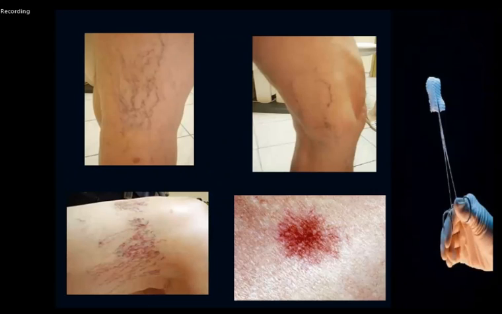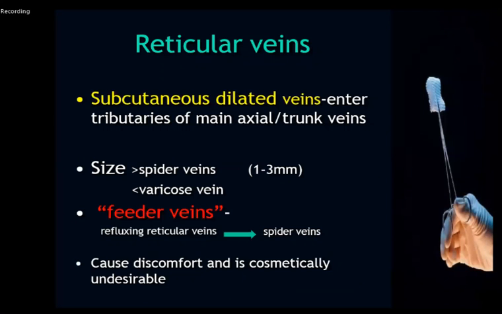These are telangiectasia. So reticular veins are larger than the telangiectasia but smaller than the varicose veins. These are located in the subcutaneous tissues. They are dilated veins, and they enter the tributaries of main axial or trunk veins. Their diameter is more than the telangiectasia, ranging from 1 to 3 millimeters. They can cause some discomfort, and cosmetically it's undesirable.